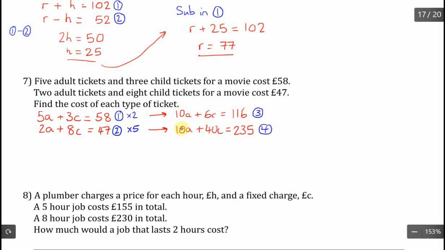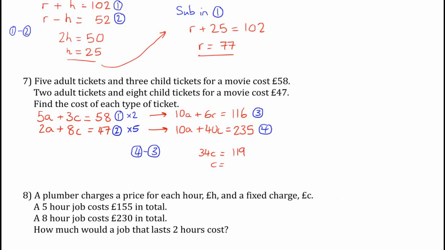So my A's are ready to be got rid of. They're the same sign, so I need to do a subtraction, and it would make sense if I did equation 4 take away equation 3. Okay, so the A's are gone. 40C take away 6C is 34C, and 235 take away 116 is 119. Okay, and hopefully that's divisible by 34. A little think. I might need to use a calculator here. Yeah, that gives 3.5 or £3.50 in this context, because we're talking about the cost of cinema tickets.